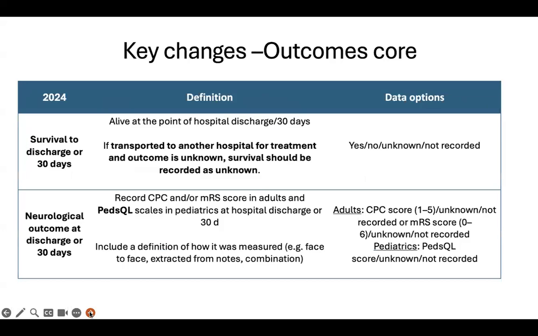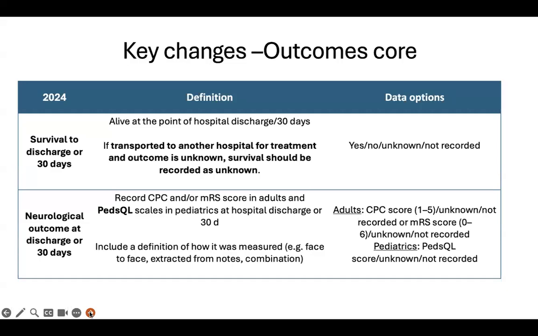Again, no substantive changes to the definitions for survival to discharge or 30 days, or neurological outcome at discharge or 30 days, but some points of clarification. So for survival to discharge, if the person is transported to another hospital for treatment and the outcome is unknown, that would not reflect a survival to hospital discharge from the first hospital. It should be recorded as unknown because indeed the outcome is unknown.